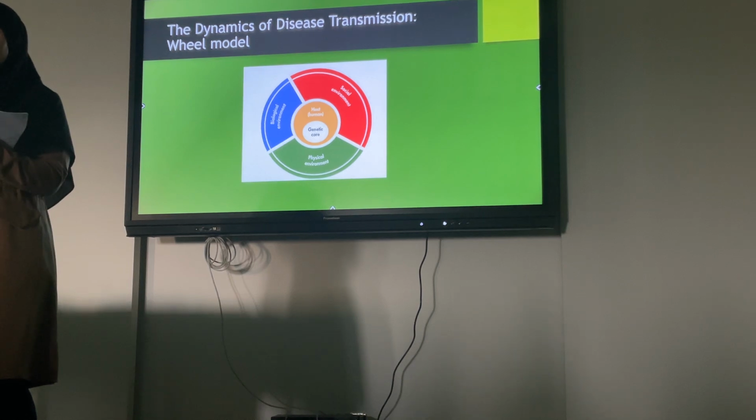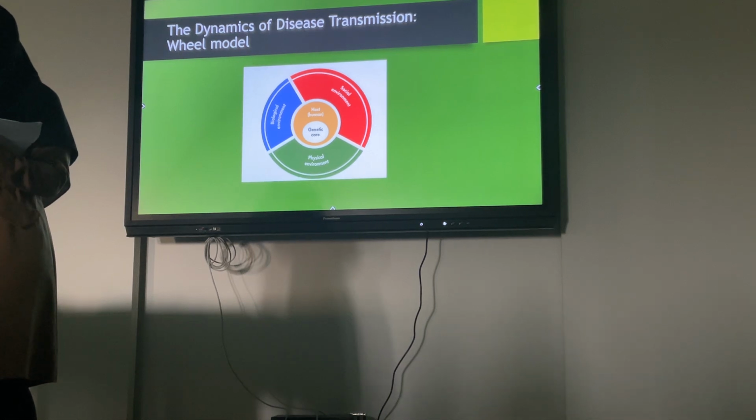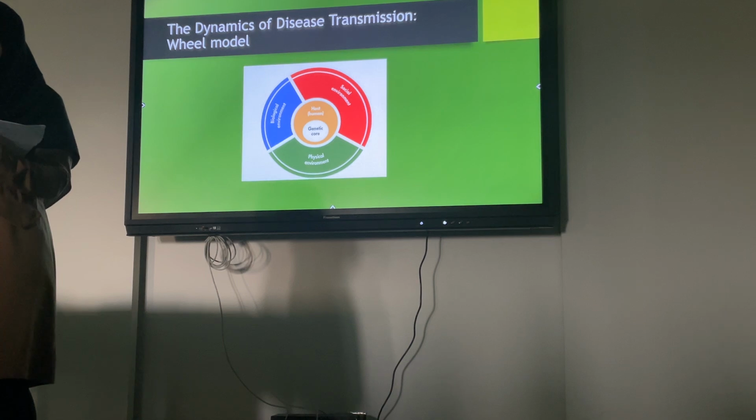Exercise is classified as lifestyle, and lifestyle is also classified as social environment. So we prefer to use this wheel model because this wheel model can explain the relation between causes, between risk factors and diseases much better than triangle model.